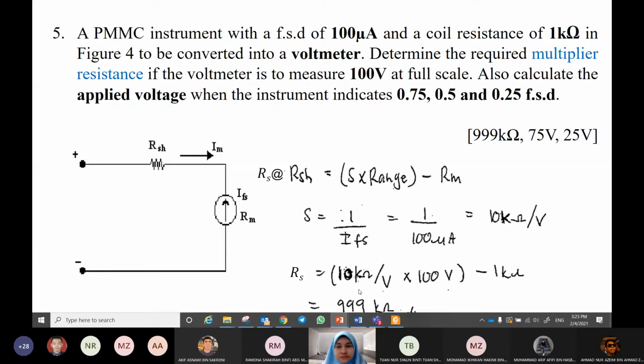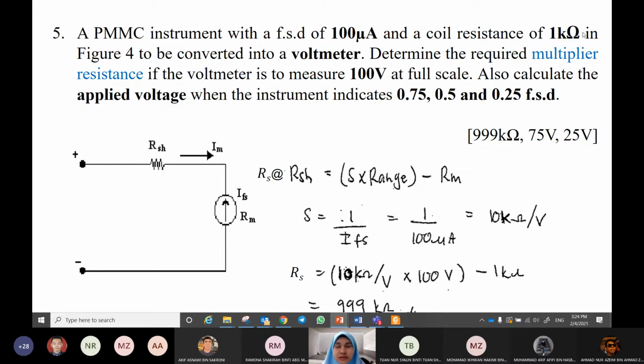RS is equal to, we substitute S equal to 10K in this, multiply with the voltage range of 100 volts, minus RM, RM is 1K. And we get RS is equal to 999K ohm, meaning that RS here is 999K ohm. RM here is 1K.